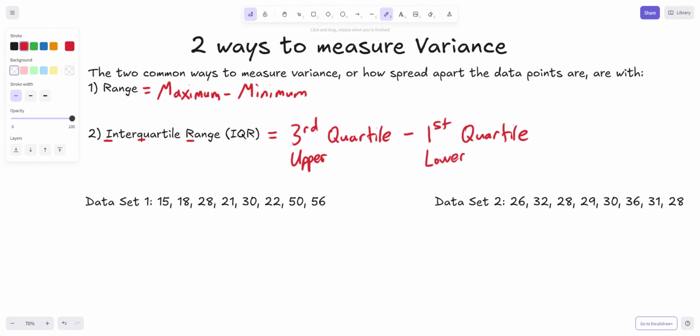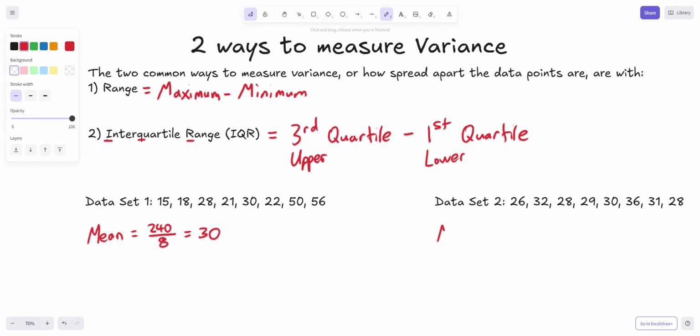But first I want to talk about why we have variance, right? What is variance useful for? So we have two data sets. Data set 1 is here. Data set 2 is here. I'm going to find the mean, median, and mode of this data set. So let's start with the mean. If I add up all these numbers, I end up with 240. And then since there are 8 numbers, I'm going to divide by 8. This gives me a mean of 30.